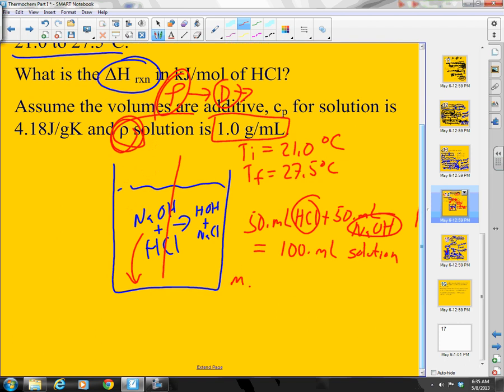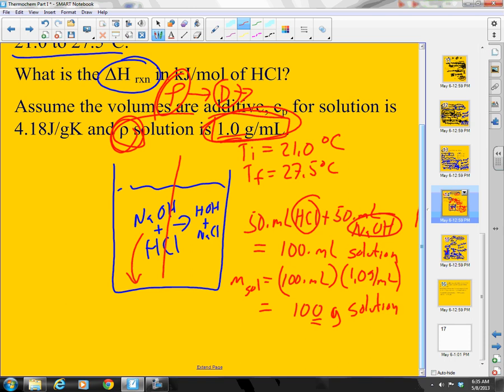Now, how do I get mass of my solution? Well, it's going to be 100 milliliters times what? Well, they give me the density. Hey, I can handle that. 1.0 grams per milliliter. I can do this without a calculator. There's only 2 sig figs now. I have 100 grams, and that's not significant there, 100 grams of solution. Okay, cool. So I know what my grams are.